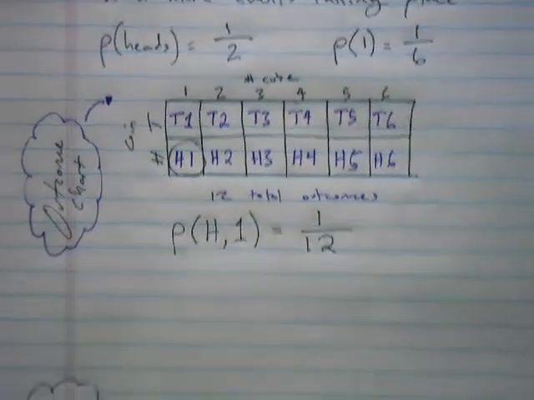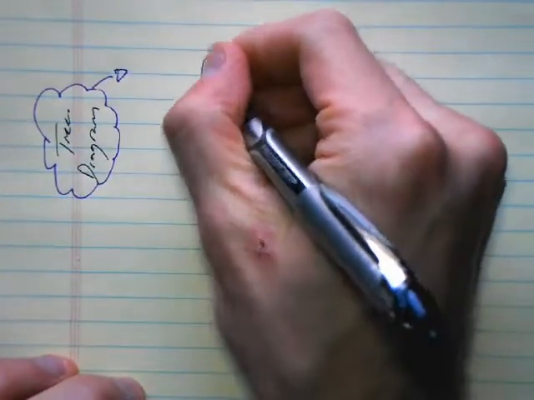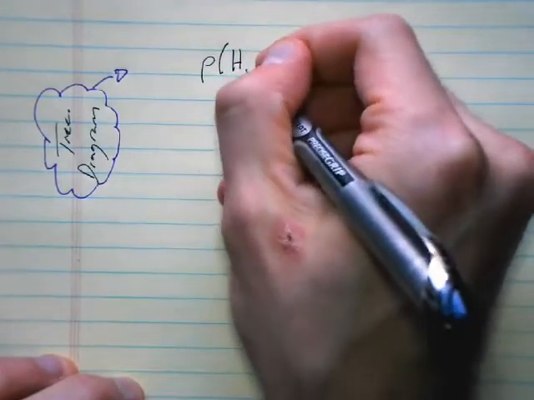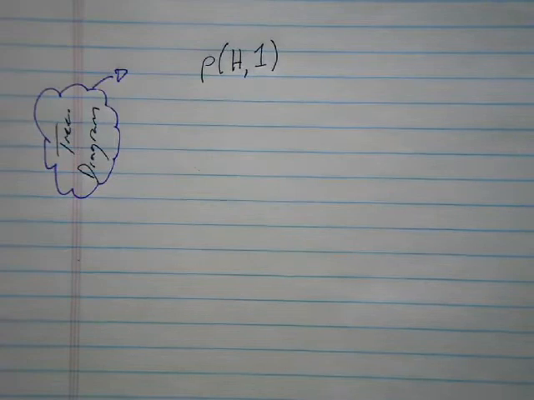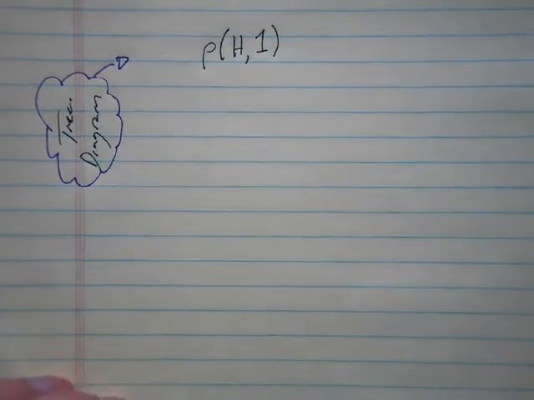The other way we can show the sample space is a tree diagram. So let's do a tree diagram for the same problem. Let's find the probability of flipping a heads and getting a 1. And I know you know that's 1/12, but we want to confirm that with our tree diagram.